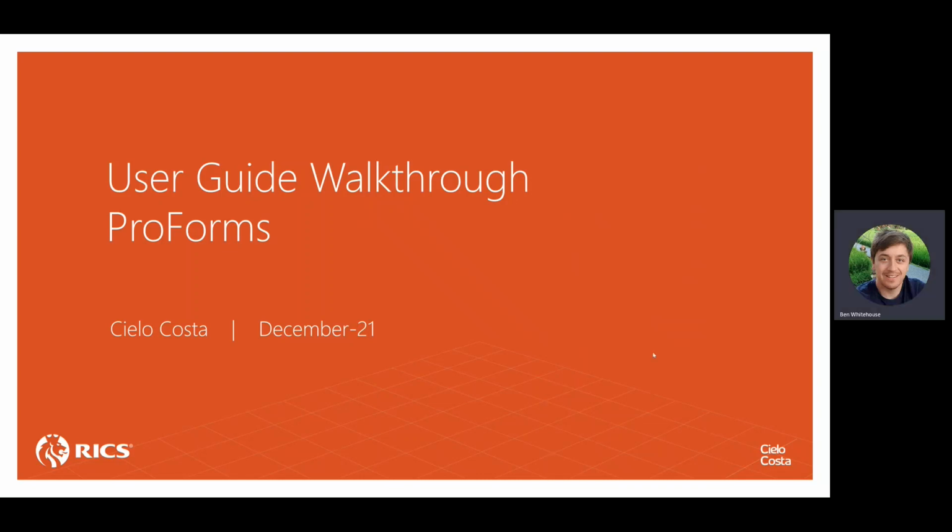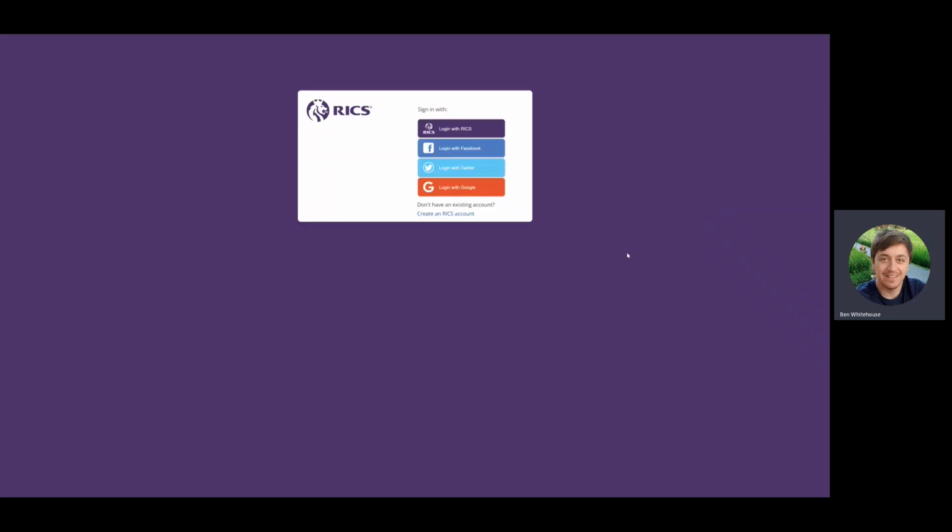This is the user guide walkthrough for Proforms. So the first thing you're going to want to do is go to proforms.rics.org and you're going to see this login page. And as you can see, we're met with 4 different login options. We can log in with RICS, with Facebook, with Twitter, and with Google.